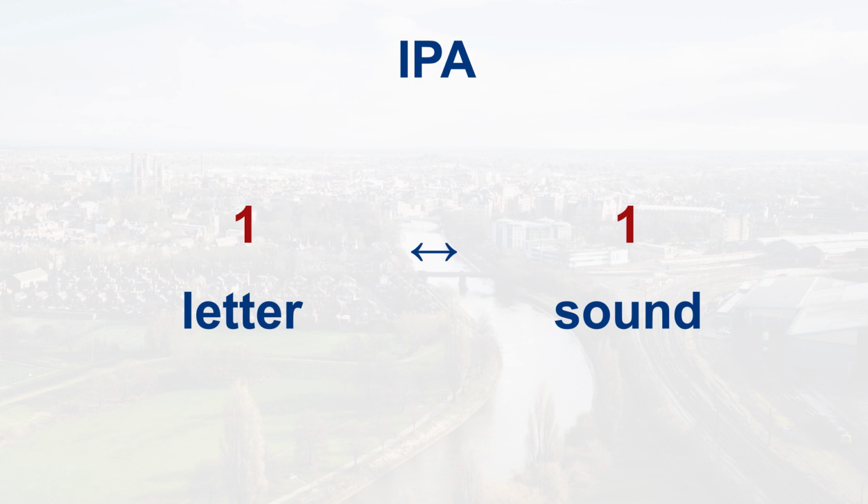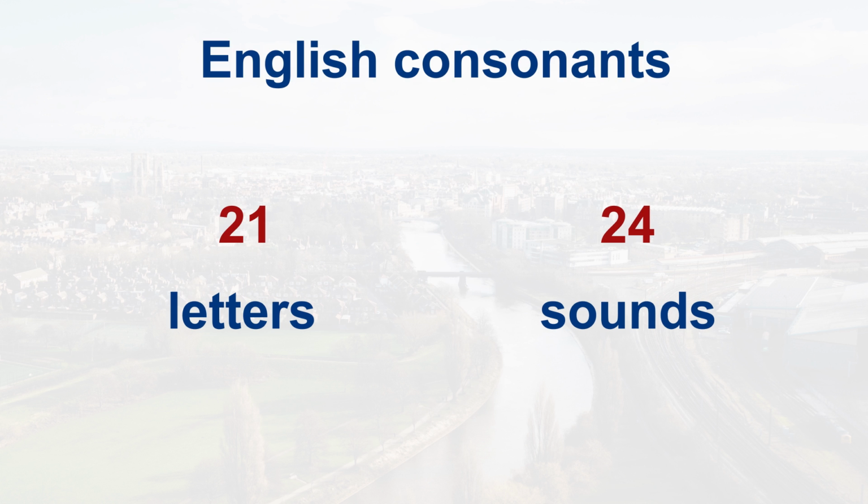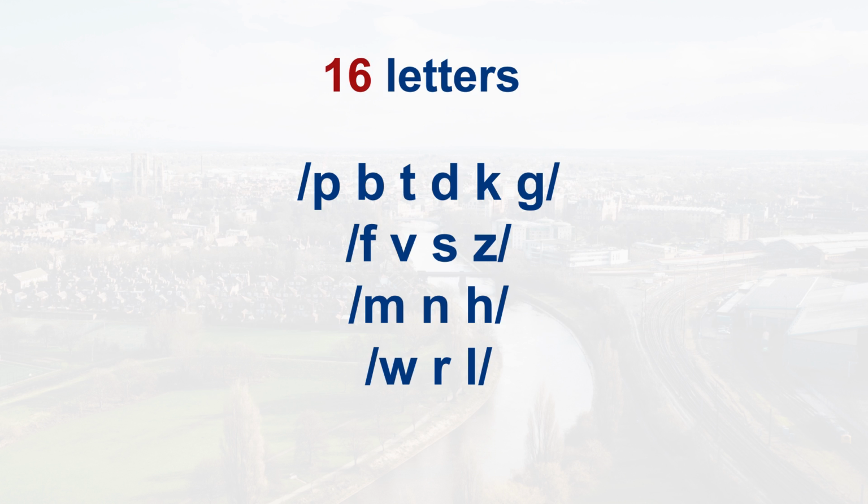The IPA applies a simple principle: one letter, one sound. The English alphabet has 21 consonant letters. This is a reasonable number for representing 24 consonant sounds. 16 consonant symbols in the IPA have the same meaning as in English. You don't have to learn them. Let's see what is special in the IPA.